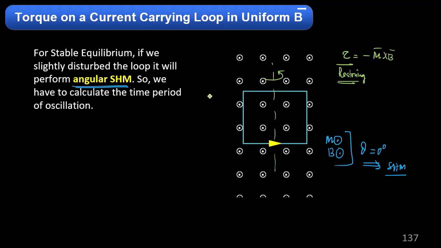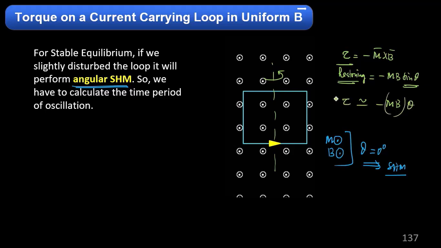Whenever the particle is under stable equilibrium, if I try to rotate it in one direction, the particle will generate a torque in the opposite direction, and that is called the restoring torque. What is the restoring torque? That is minus m cross b, which equals minus mb sin theta. If I say theta is very, very small, it can be approximately minus mb into theta.